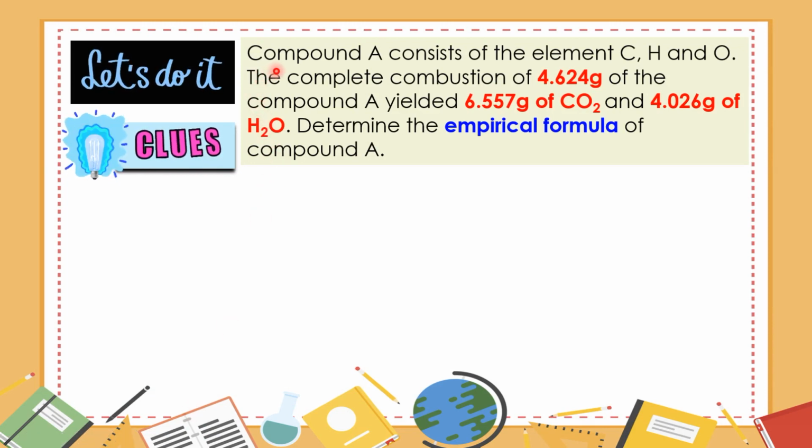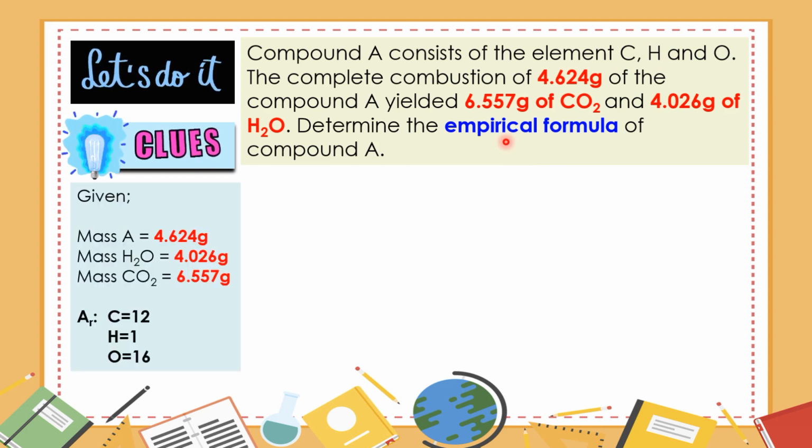Now, let us move to the second example. Compound A consists of the elements carbon, hydrogen and oxygen. The complete combustion of 4.624 gram of compound A yielded 6.557 gram of carbon dioxide and 4.026 gram of water. Determine the empirical formula of compound A. As we can see here, the mass of carbon, hydrogen and oxygen is not directly given in the question. Therefore, the first step is to calculate the mass of carbon, hydrogen and oxygen by using all the information given in the question.